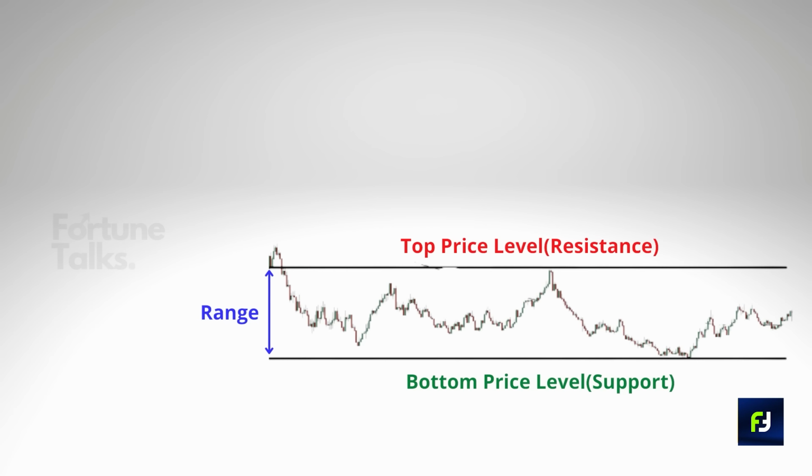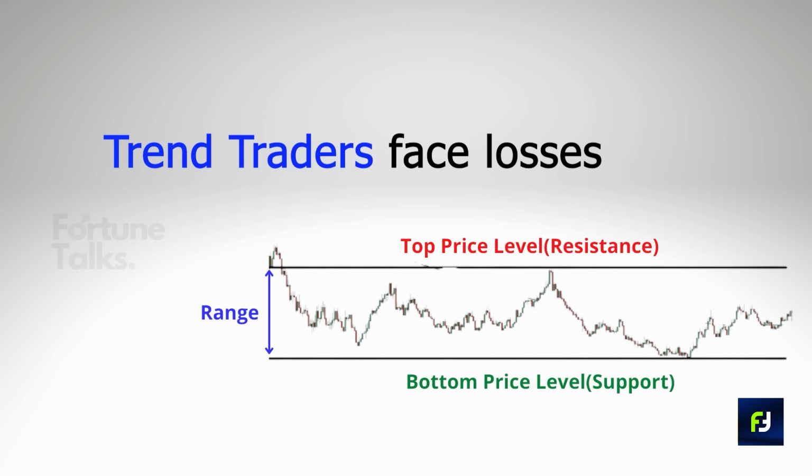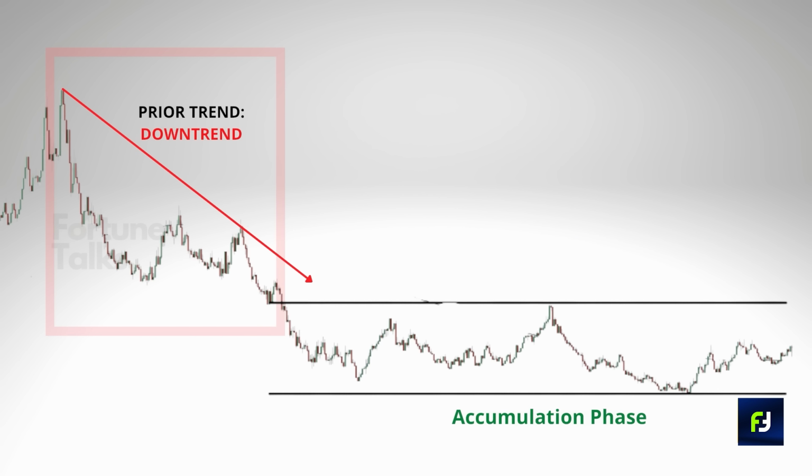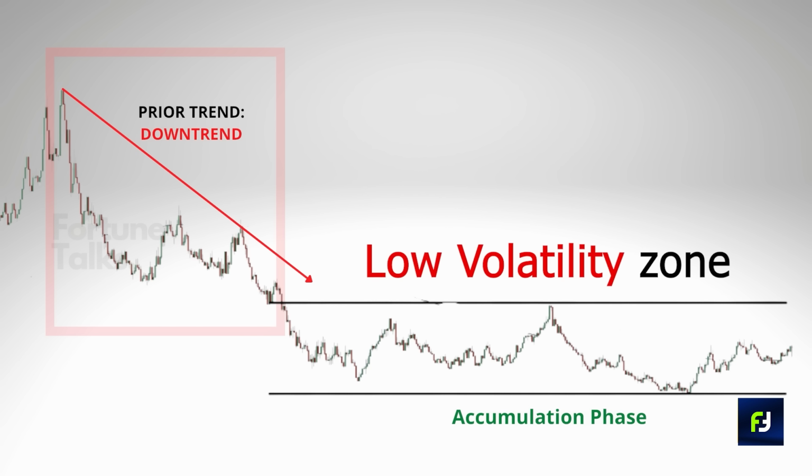And during the accumulation phase, the market tends to be in a range, or it is range bound. And the trend traders would face losses if they don't adapt suddenly. So how will you identify the accumulation phase? Generally, the accumulation phase occurs after the price has fallen down, or simply it happens after a downtrend. The accumulation phase can also be viewed as an area of low volatility or an area where there is a lack of interest between the bulls and the bears.